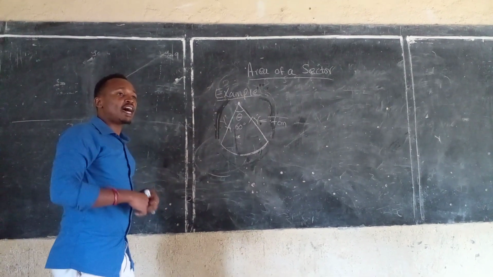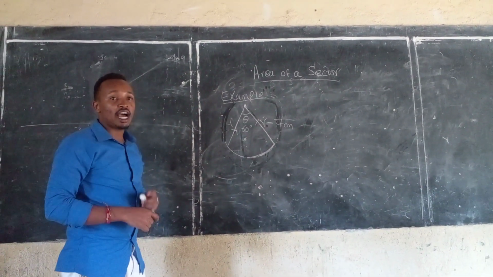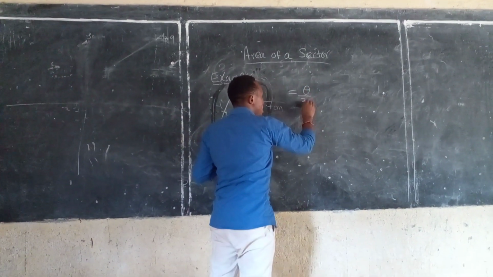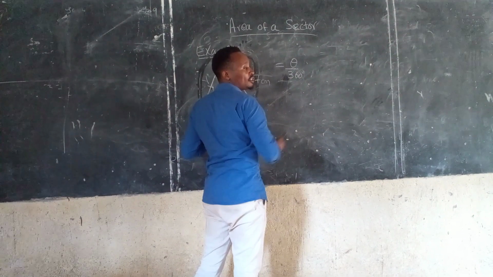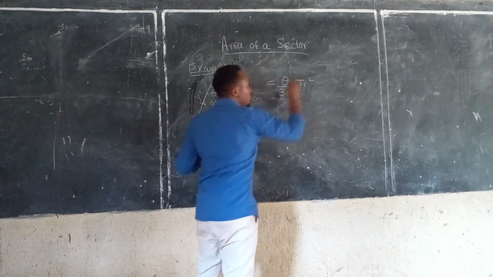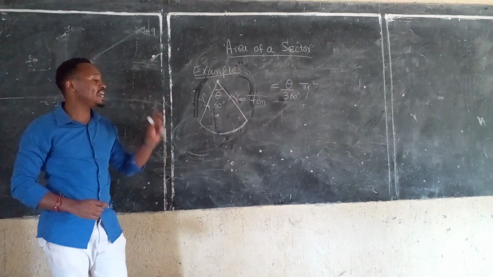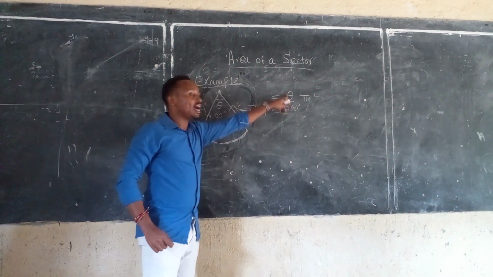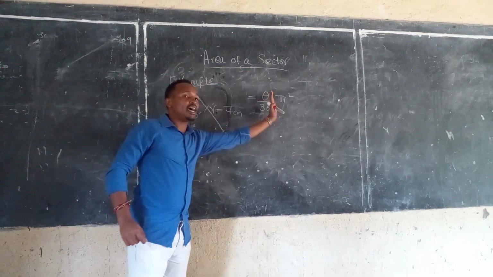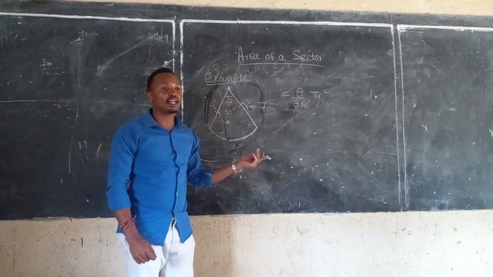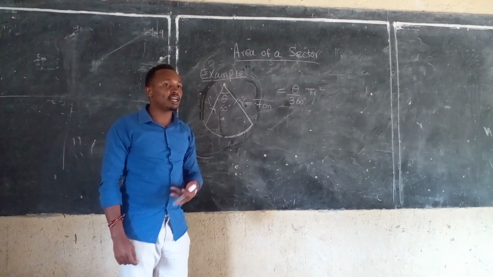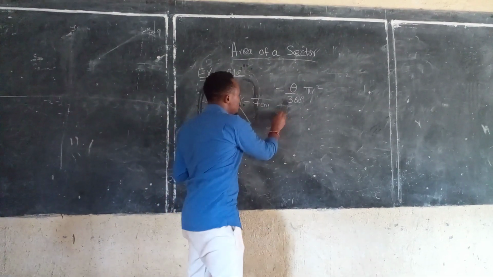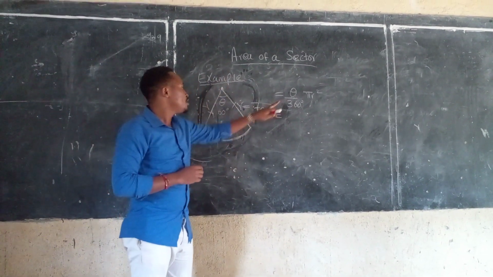Now, on my previous page, I told you that the area of a sector is given by theta over 360 degrees times pi r squared. That is the formula for getting the area of a sector of a circle. Theta is the angle. Pi, I know you know what pi is. What is pi? 22 over 7 or 3.14.